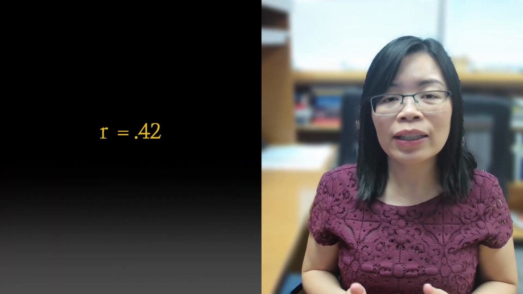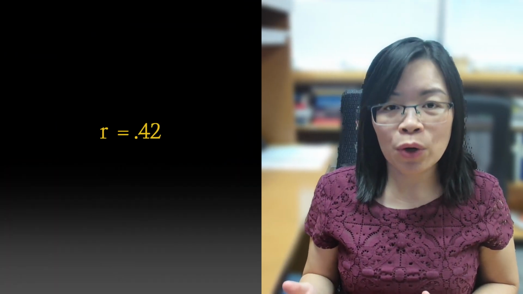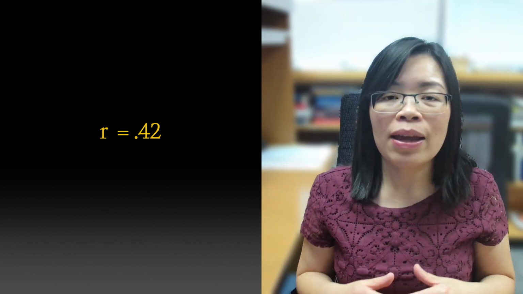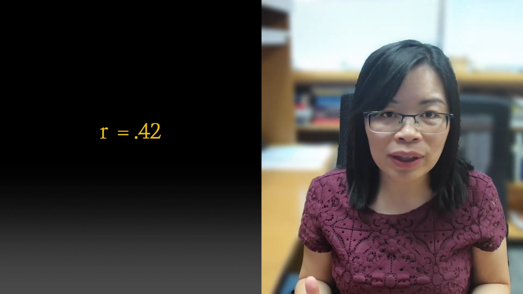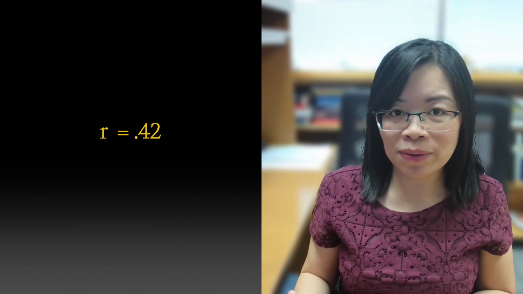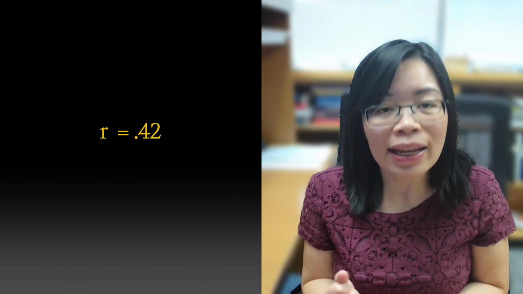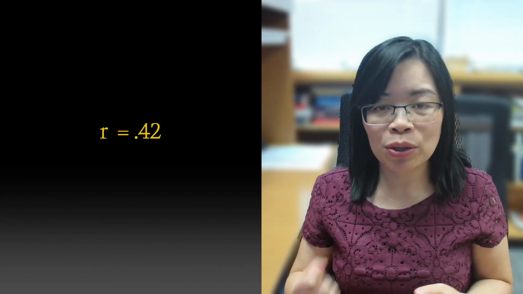An outcome like r equals 0.42. Here, r is Pearson's correlation coefficient. It measures the strength of a linear relationship between two continuous variables. It is the effect size that quantifies the magnitude of the association between two variables.